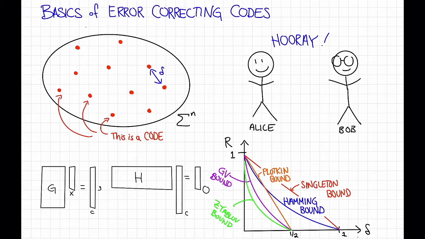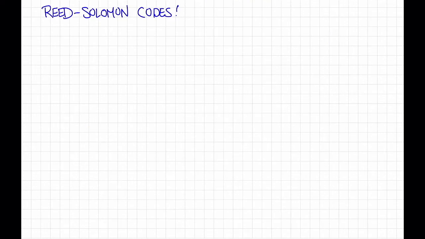However, the question for binary codes, what is that best trade-off, is still open. For large alphabets, though, that is growing with the block length n, we do know codes that meet the optimal trade-off between rate and distance, and those codes are Reed-Solomon codes.